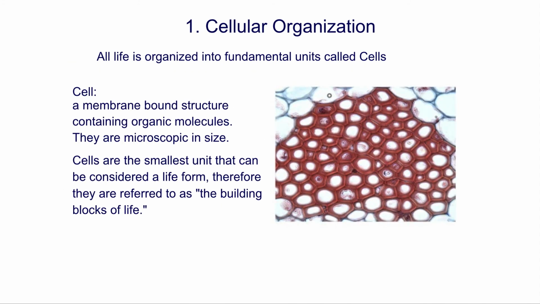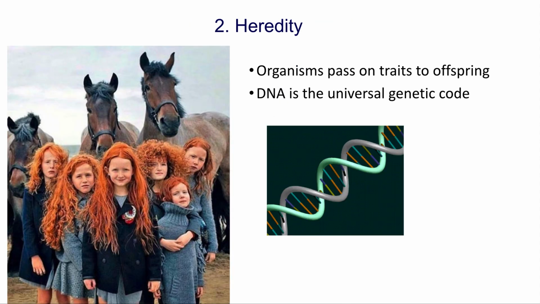So the first one, all living things have cellular organization. In other words, all living things are made up of cells. Cells are the smallest unit that can actually be considered a life form. If you go smaller than a cell, you're just looking at parts of a living thing and not an entire living thing. Cells are the smallest building block of life. The second requirement for an organism to be considered alive is DNA, or hereditary information. Organisms pass on traits to offspring, and DNA is the universal genetic code.